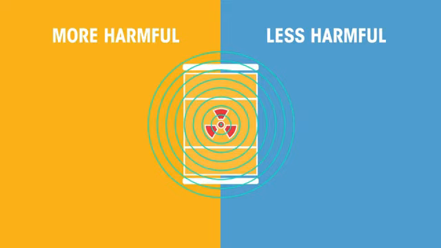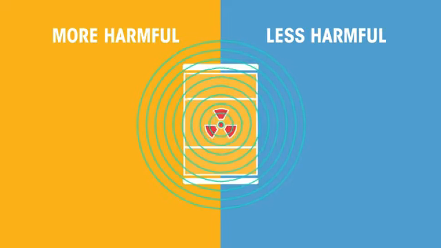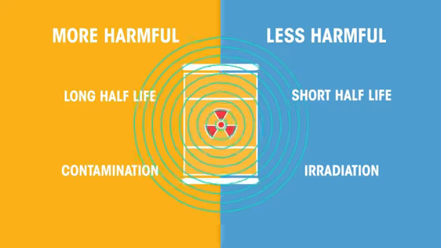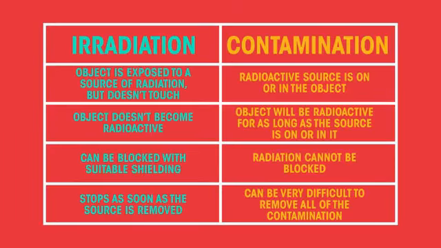So just how harmful is radioactive waste? The answer depends on the half-life of the waste and whether a person is irradiated or contaminated. It's like asking how long is a piece of string. We've learned about the differences between irradiation and contamination. To learn about different uses of radiation, watch this video.